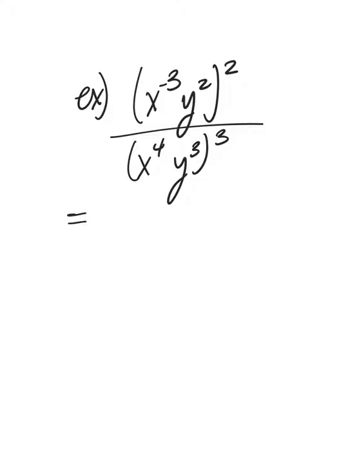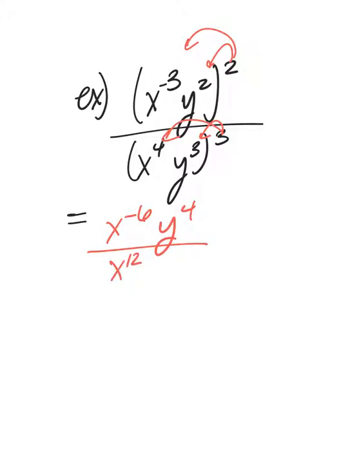All right, first things first. I'm going to take this 2 on the outside and multiply it to everything here. And this 3 is going to get multiplied to everything there. So I should have x to the negative 6, y to the 4th, over x to the 12th, y to the 9th. Now I can use my rule where if they're over each other, I'm really subtracting the exponents. So for x, negative 6 minus 12 is negative 18. 4 minus 9 is negative 5.